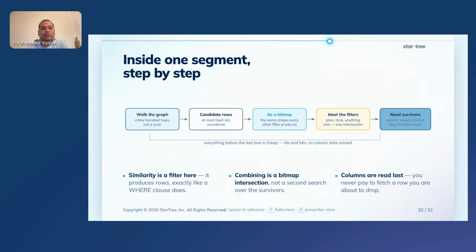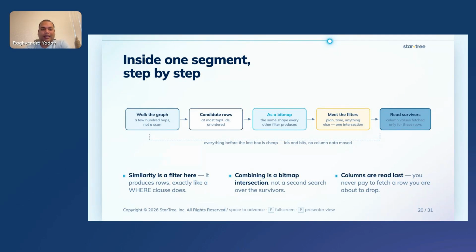So let's look at one segment at a time. In the segment, we have the vector index. So basically, we walk the graph. There are a few hundred hops. Then there are the top candidates, top K rows, and these are all identified as a bitmap. And then we apply the filter if there is any filter. And then finally, whatever records are available, those are the final records, or the surviving records, in the query.